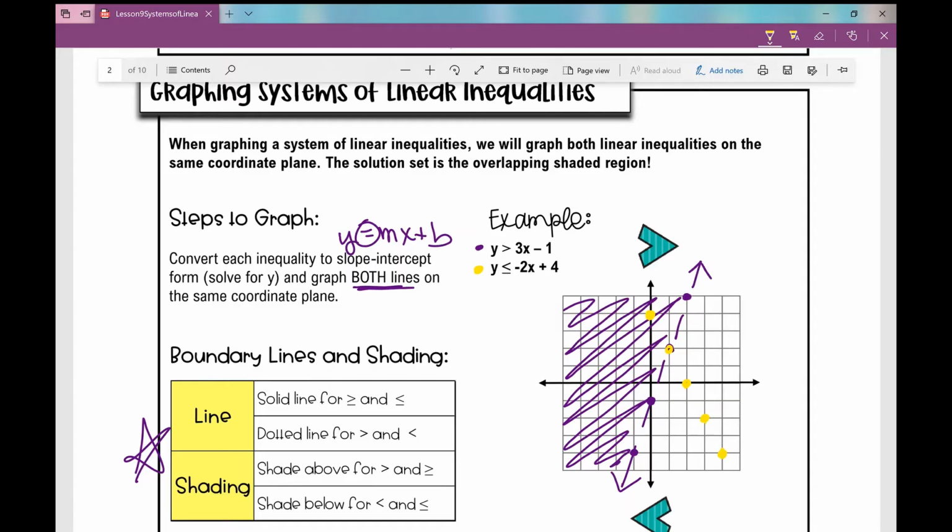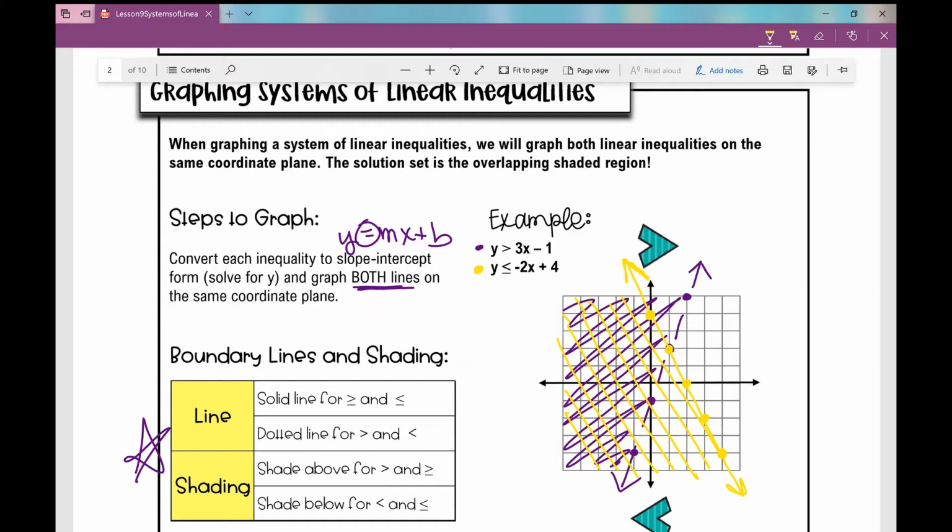Is the line solid or dotted? It is solid. And then do I shade above or below? Because it's less than or equal to, put your pencil on that line and go down. So when I go down, that looks like this. It's everywhere over here. So I've seen students who do different patterns whenever they're graphing.